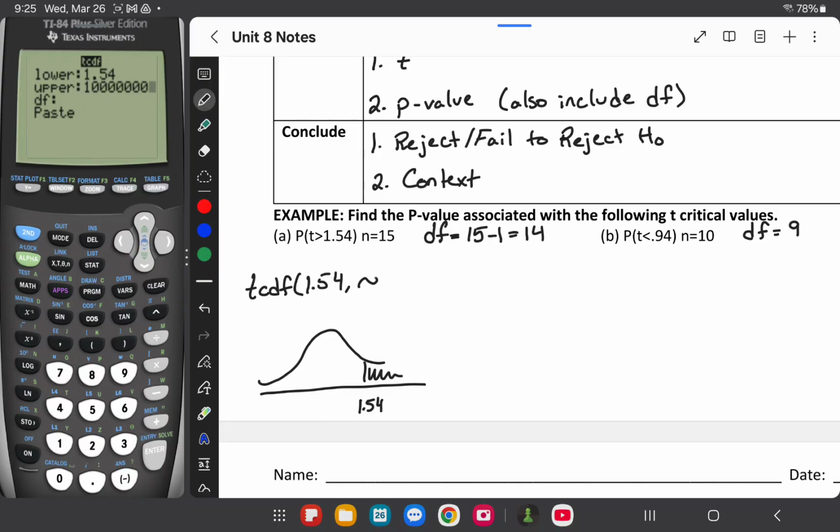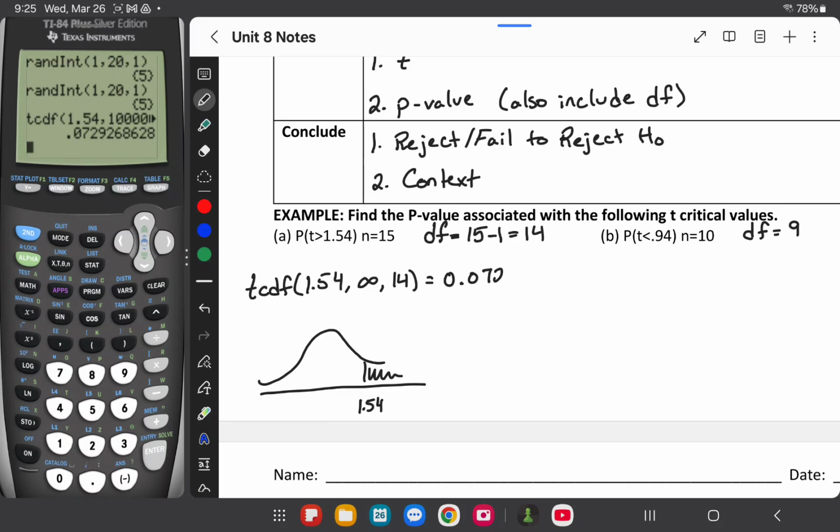And then for degrees of freedom, we just mentioned that. Make sure that we put in 14. Go ahead and press paste, and your calculator will run through the calculations for you, and you'll find out that your t is about 0.0729, which gives you that as the p-value. So if that was our p-value and we were doing a significance test, assuming our significance level is 0.05, we would be failing to reject in this case.